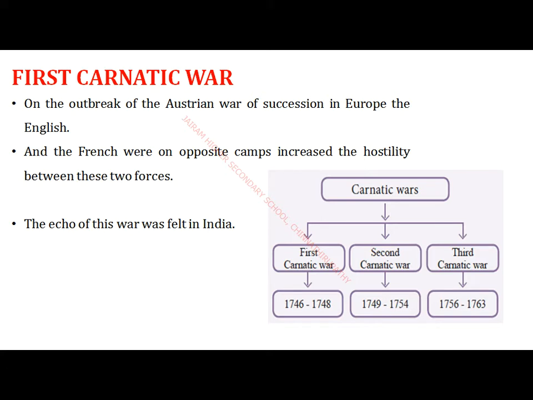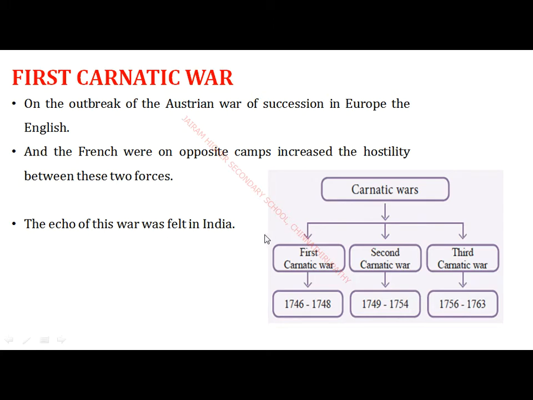Here, hostility means a strong feeling against somebody. The French wanted to show a strong feeling against whom? Against the British forces. So the echo of this war was felt in India. As in the Austrian War, revenge was taken by the French in India too, upon the British. Okay, this is a small definition regarding the Austrian War.